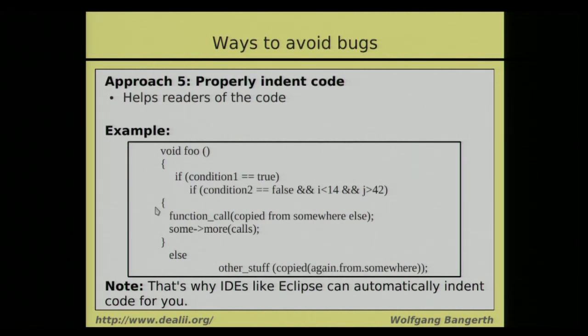And maybe you think that you can read it, but one of the questions that you might have is, well, which else does this actually correspond to? You might think that this actually corresponds to the first one because it's roughly aligned, but that's not true. The else actually corresponds to this one here. And it would have been much easier if you had indented it properly, because then it would be obvious which if this else corresponds to. So that's why IDEs like Eclipse, for example, have a function to indent a block of code. Use that. It makes it easier to read your code. It makes it easier for you to avoid errors.